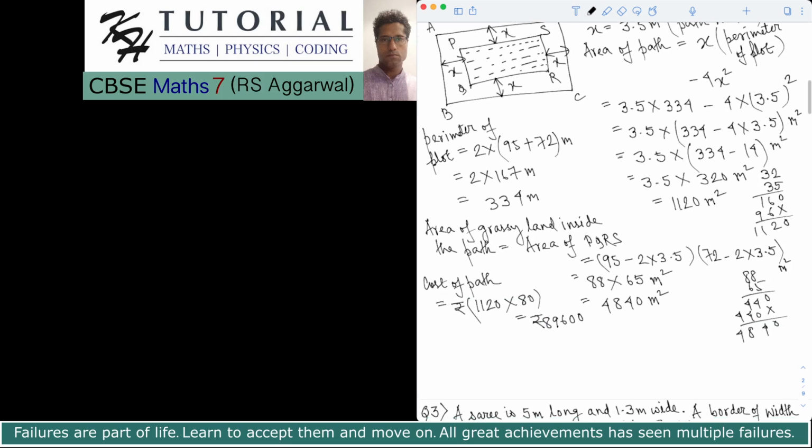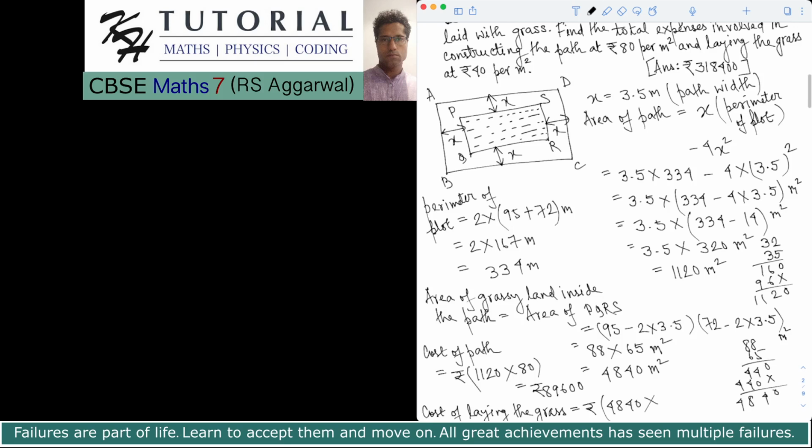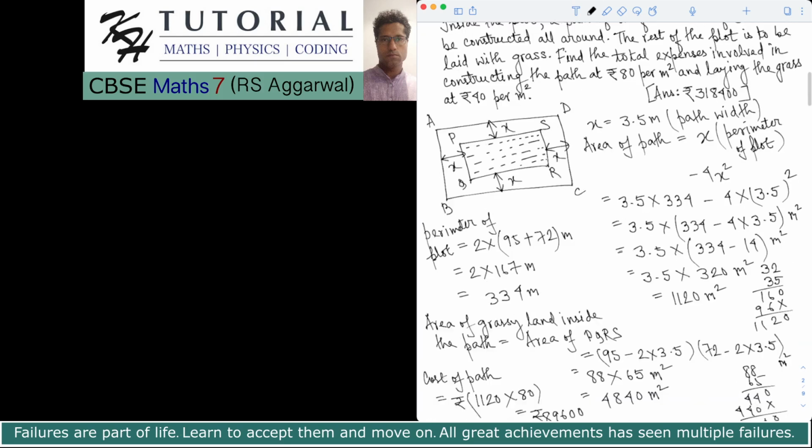89600 is the cost of making the path. And what will be the cost of laying the grass? Cost of laying the grass will be the area of the rectangle PQRS, which is 4840, multiplied by the rate of laying the grass, which is rupees 40 per meter square.